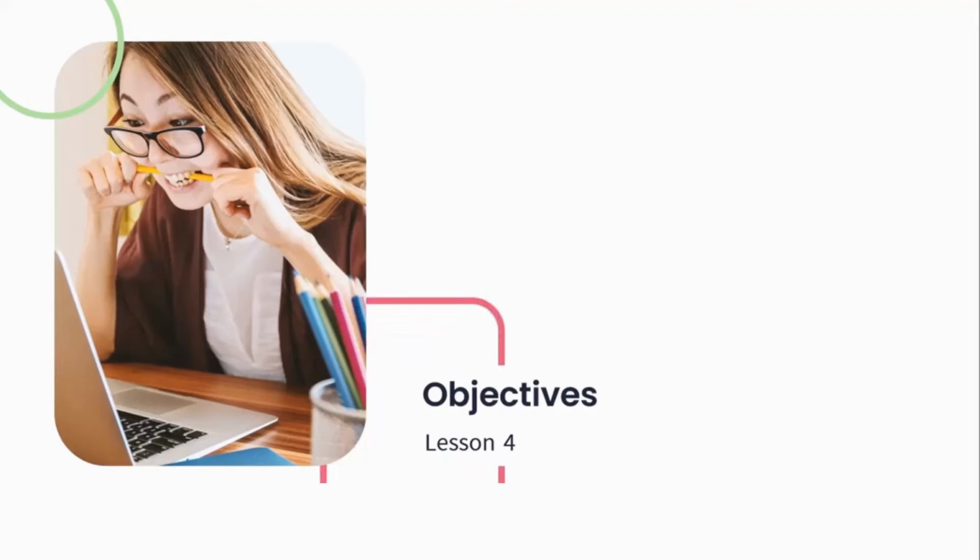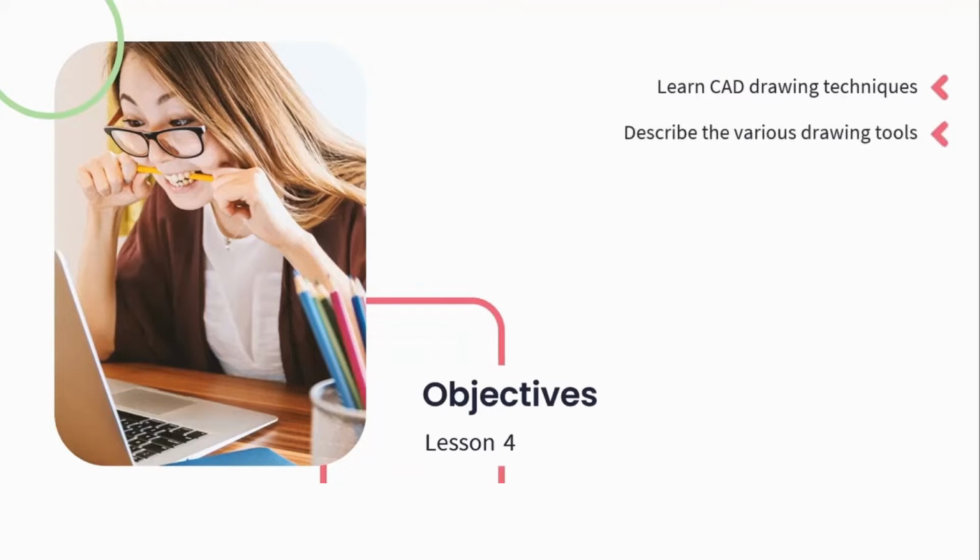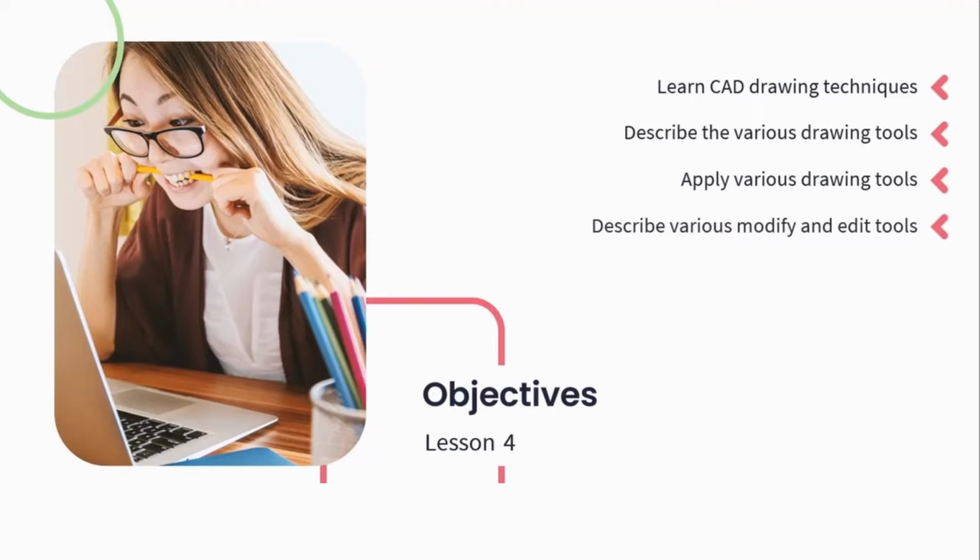As you know, we have a set of learning objectives. Let's see what we have lined up for us today. We start off by learning CAD drawing techniques, looking at describing the various drawing tools available to us on AutoCAD. We apply these drawing tools, as well as describe various modification and editing tools, before ending off our lesson by applying the various modification tools in AutoCAD. A really tech-driven lesson, and one that I'm sure you're going to enjoy.